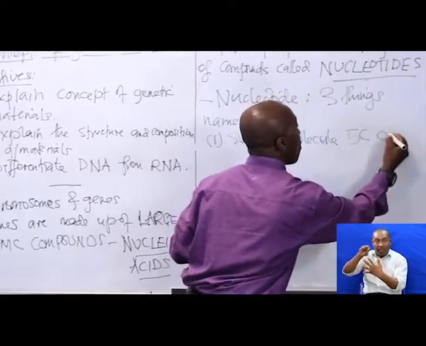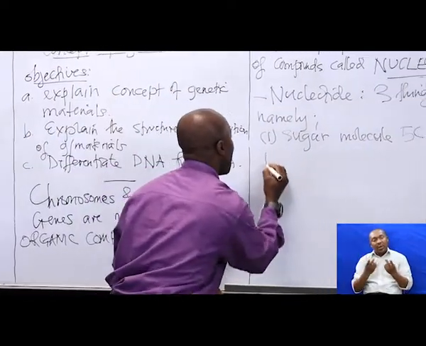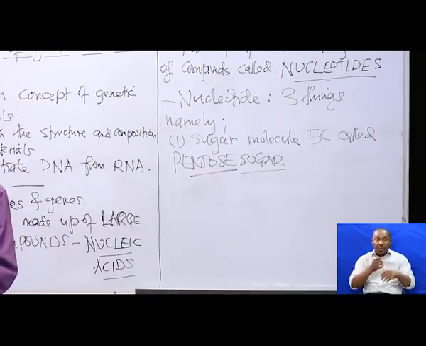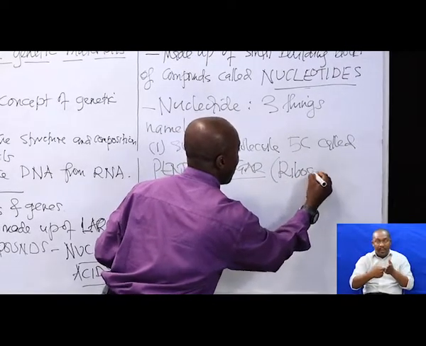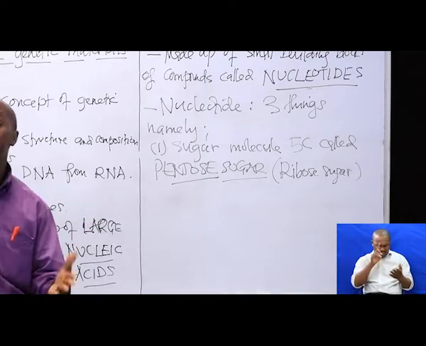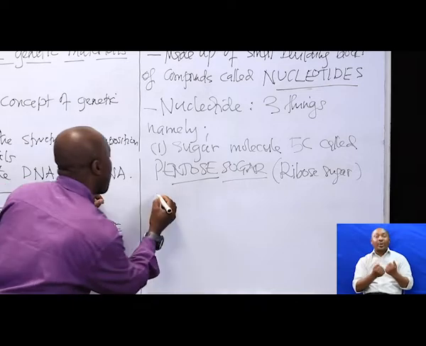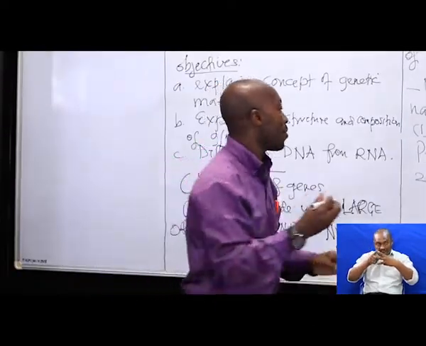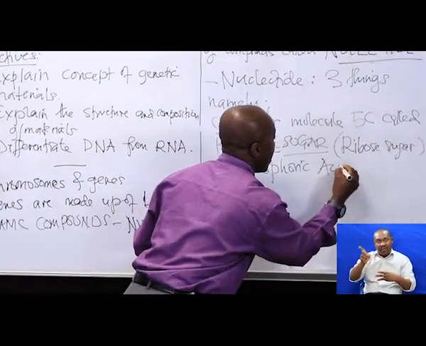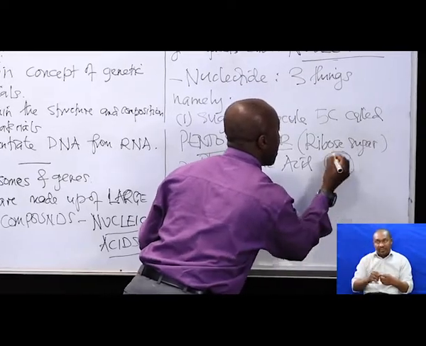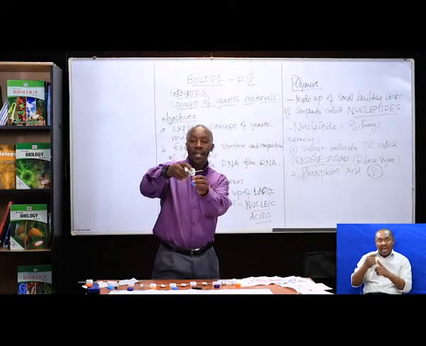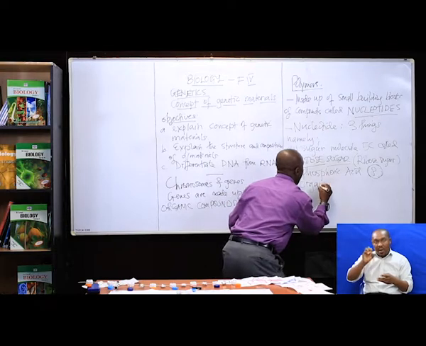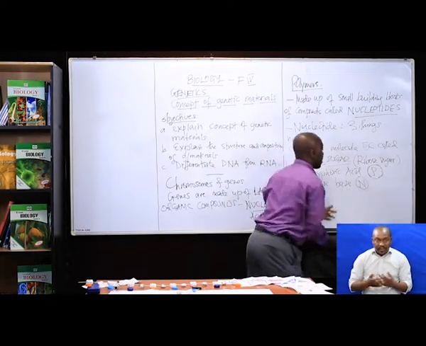And these sugars are called pentose sugar, or sometimes they are called ribose sugar. It is called pentose from the word penta, which means 5. Also, the nucleotide, as we saw in this structure, consists of phosphoric acid, which is just represented as capital letter P. And also, as we said earlier, there is a nitrogen base or organic base, which we can represent as N.